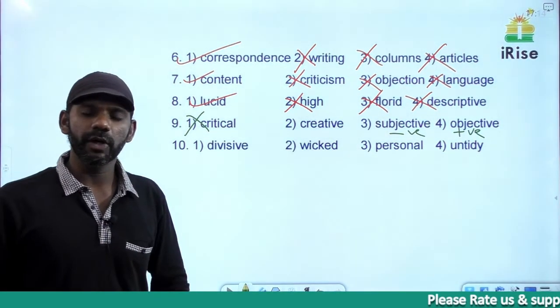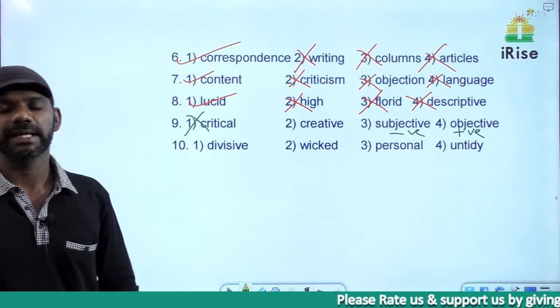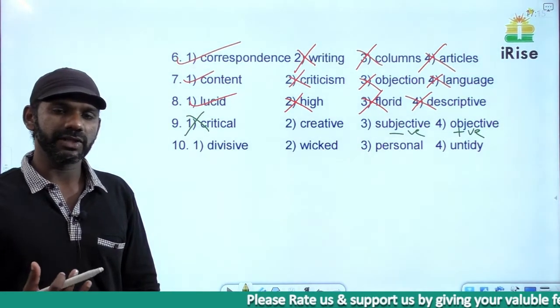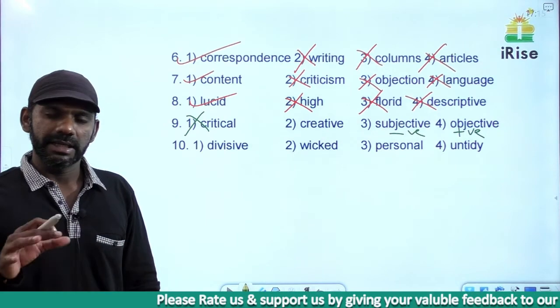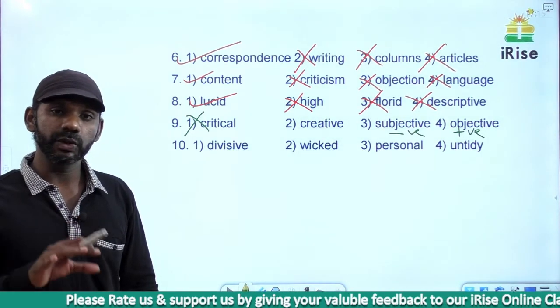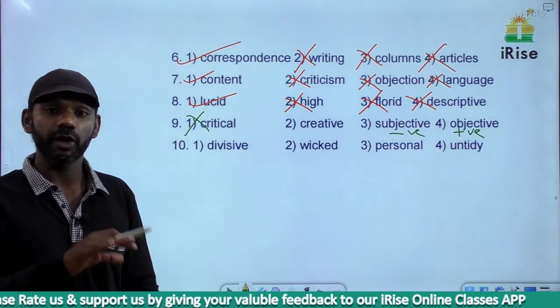Now a judge will always be subject to objective. A judge will never go for a decision based on his personal feelings. He'll go for a decision based only on what the truth, fact or evidence is. That is termed as objective.